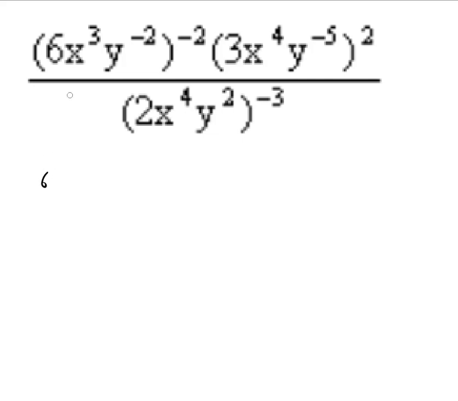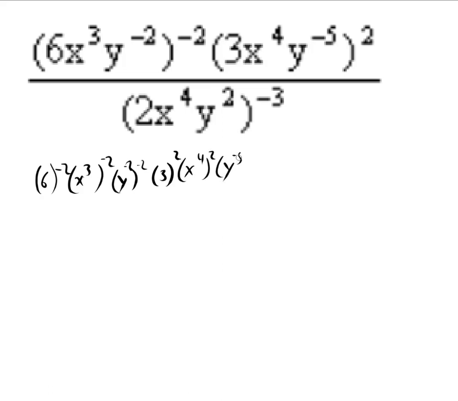So we got 6. Once again, I'm doing the power to a power rule first. So 6 to the -2 power, right? x cubed to the -2 power, y to the -2 power to the -2 power, right? All of that, and then I have 3. On this side, I have 3 to the 2 power, x to the 4th to the 2 power, y to the -5 to the 2 power. And I get, what is that, Mr. Sims?